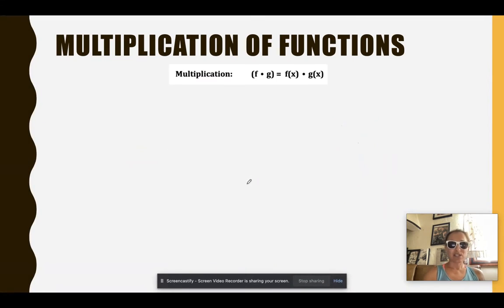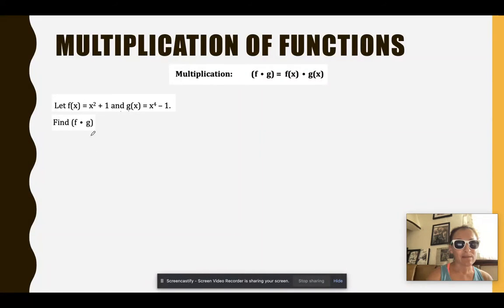Let's look at multiplication. Same thing. If it says f times g, remember the dot represents multiplication. That means that you multiply them together. So here, if we had f times g, that means we're going to take the f function just the way that it is and multiply it by the g function just the way that it is.